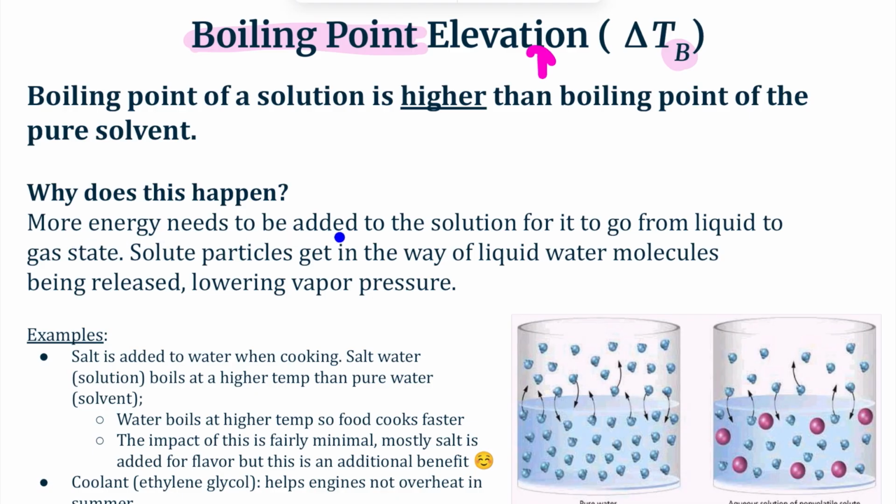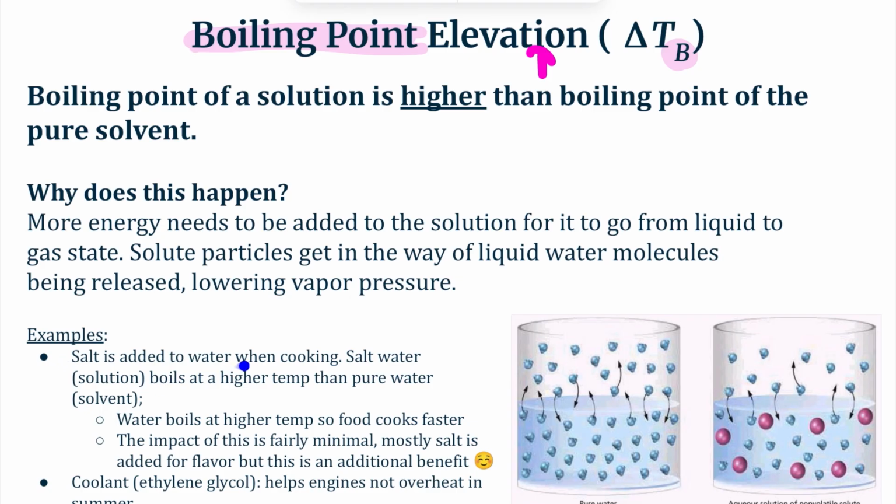More energy needs to be added to the solution for it to go from the liquid to gas state. Those solute particles get in the way of those liquid water molecules getting released. Those particles being in the way mean there's a lower vapor pressure. And again, you need to put more heat energy in to go from a liquid to a gas state.